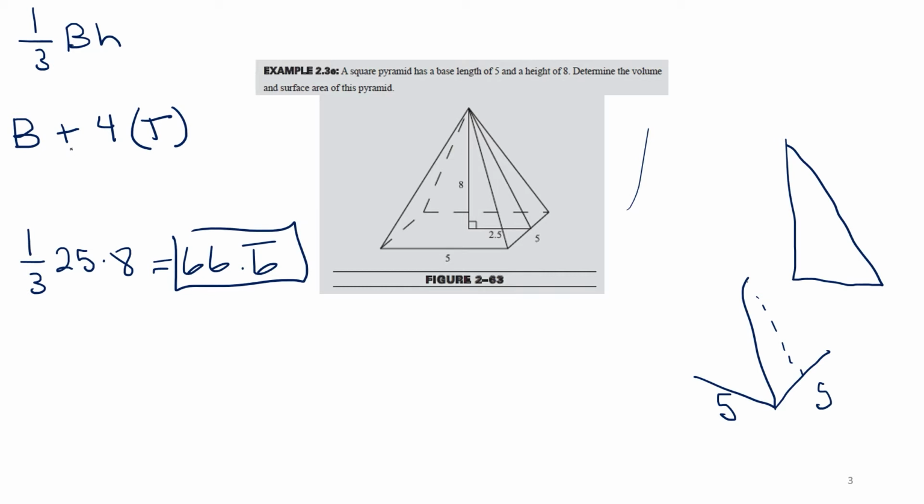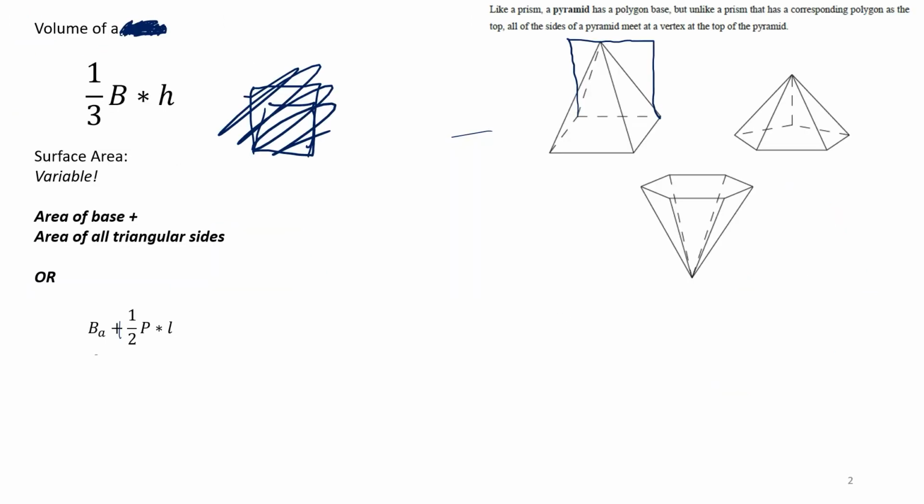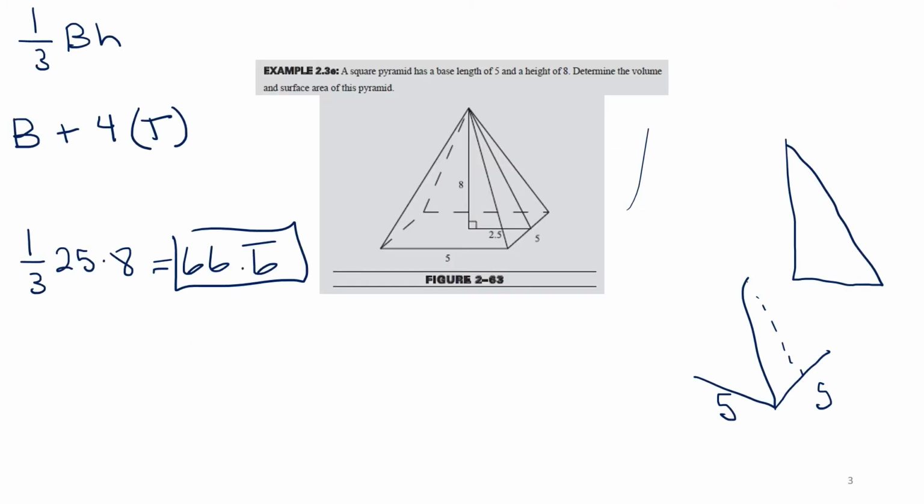Now for our surface area, and here's another thing. Sometimes they will say lateral surface area. That just means all of the triangle sides, everything that is not the base. That can be found with that 1/2 P times L, or by getting the area of all the triangle sides. So that's the same as the prism. The second part of the equation that you're adding on is the lateral surface area, everything but the base or bases.